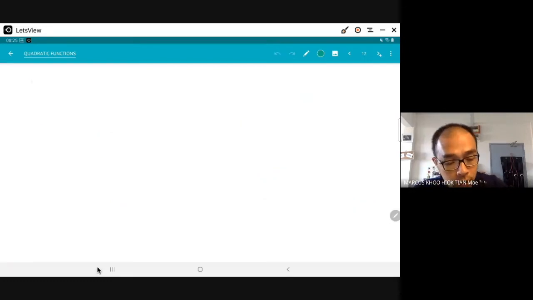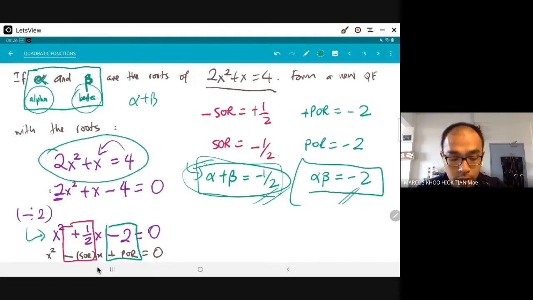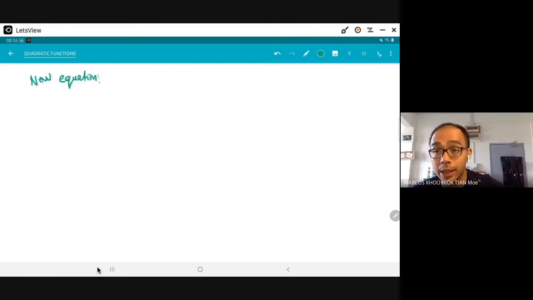So, according to this, our new equation, sebab kita ada root baru sudah. Okay, old equation is this, ini adalah old equation di mana kita dapat old SOR and old POR. Tapi soalan ini dia bagi kamu satu root baru, which is alpha tambah 3 dan beta tambah 3. So you have to find the new sum of roots, the new product of roots dan kasih masuk dalam template.